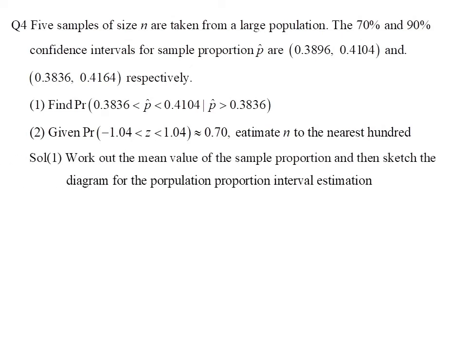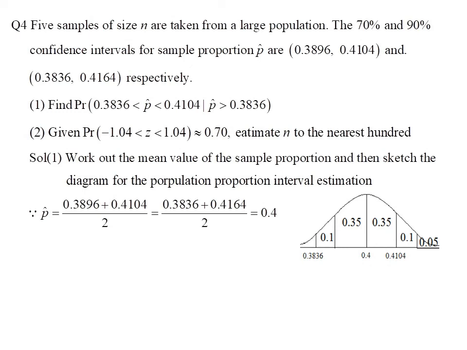For the first question, the mean value of the sample proportion can be worked out according to the given confidence intervals in the question. Here, the distribution diagram is illustrated for better observation and understanding. According to the distribution diagram, the probability of the sample proportion being greater than 0.3836 is equal to the corresponding area under the probability density curve, which is 1 minus 0.05, which equals 0.95.